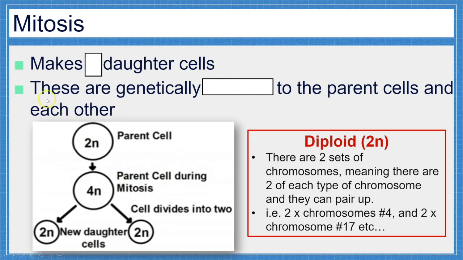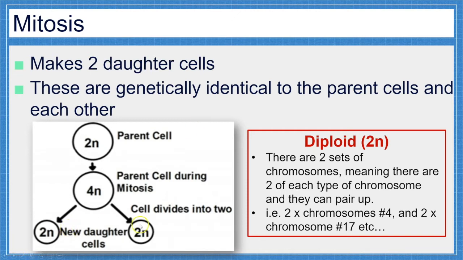So with mitosis, you're going to start with one cell and you're going to make two daughter cells. Any cell you start with is called a parent cell. Any cell you end up with is called a daughter cell. No particular reason other than that's the standard naming convention that we use in science. So mitosis starts with one parent cell and it will make two daughter cells. Now the two daughter cells are genetically identical to the parent cell and to each other.